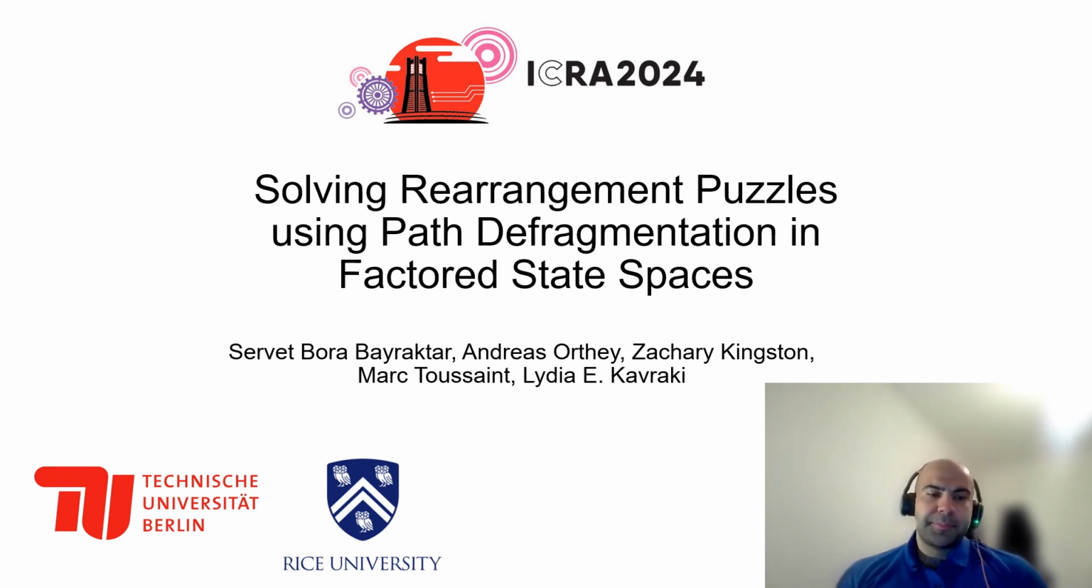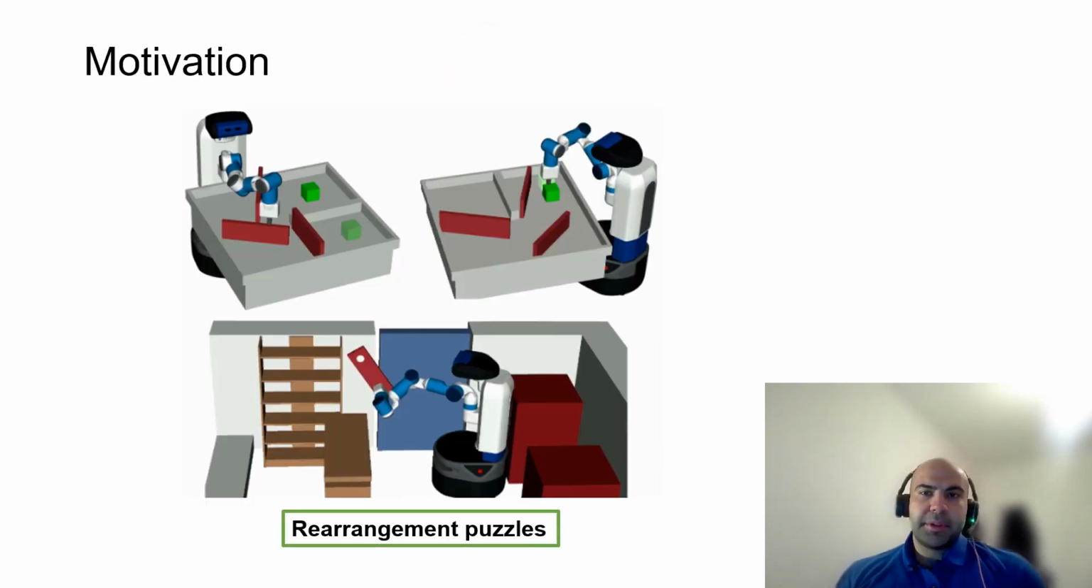So let's start. In this paper, we tackle complex rearrangement problems where objects are logically linked to each other. A few examples are doors, which have to be opened to move an object, or furniture, which must be moved out of the way to exit a room. Here are also two examples from our puzzles.